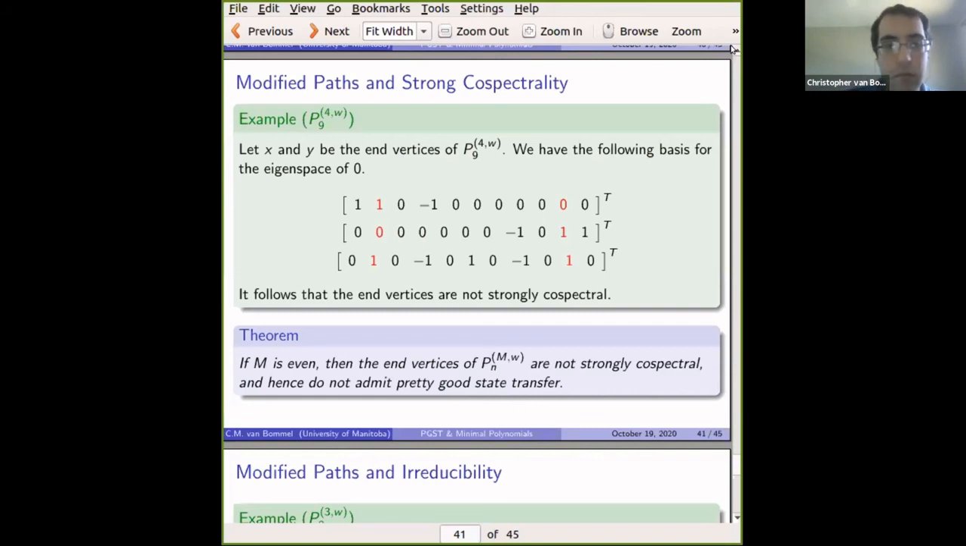And this idea holds in general. If you're adding your new vertices to an even index, then you're not going to have strong cospectrality there. And so you can't hope to have pretty good state transfer.